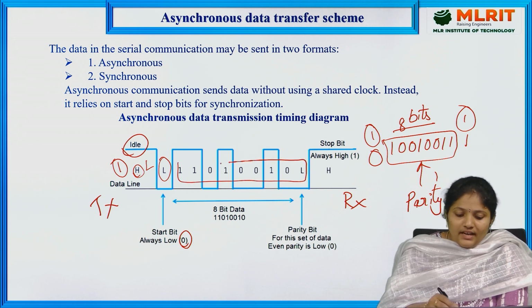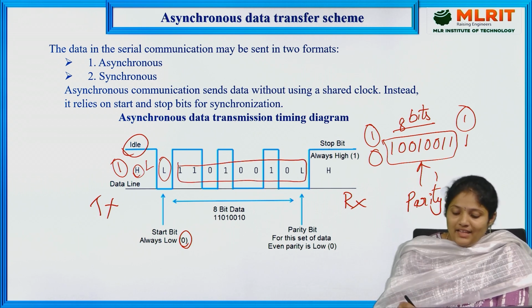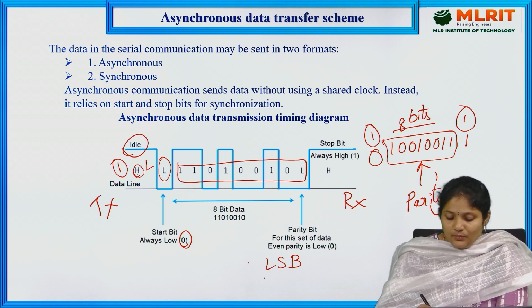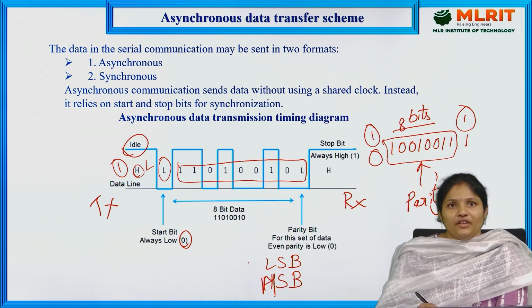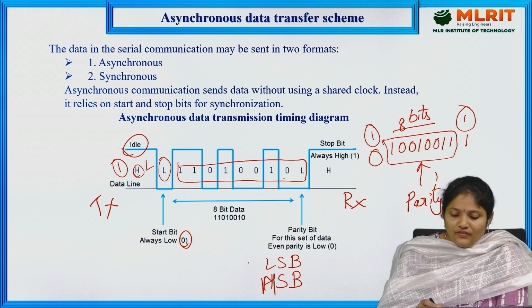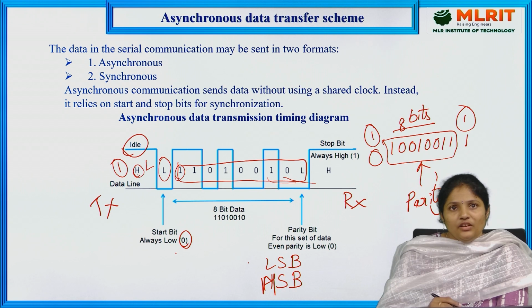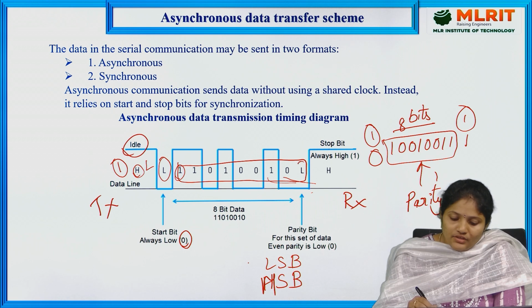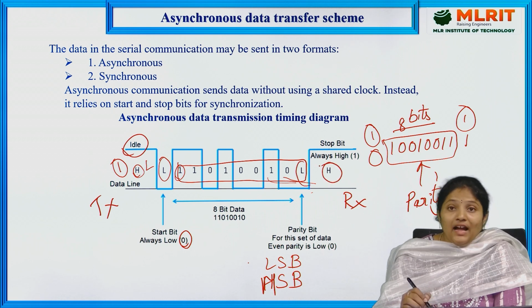This data will be moved from the LSB. The first data transmission will always start with the least significant bit and end with the most significant bit. The least significant bit gets transmitted, then the next one, likewise until the most significant bit is reached and the data transmission is done. Next, coming to the stop bit, the stop bit will always be a high bit.